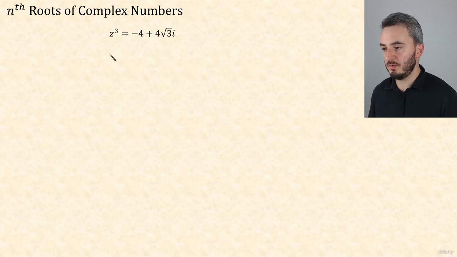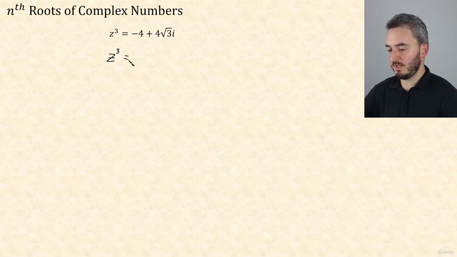So to do that, we need the modulus and we need the argument. So the modulus of this number, I'm going to take the square root of -4 squared plus 4 root 3 squared, and that's 8. So the modulus is 8.